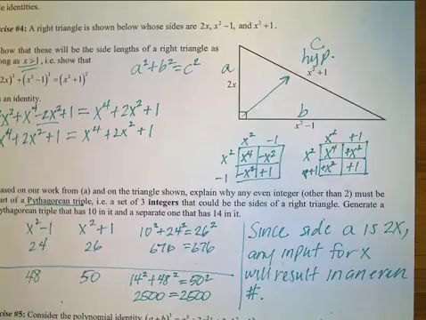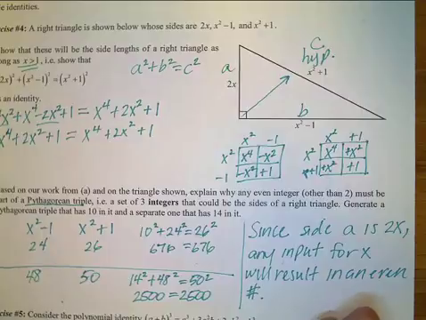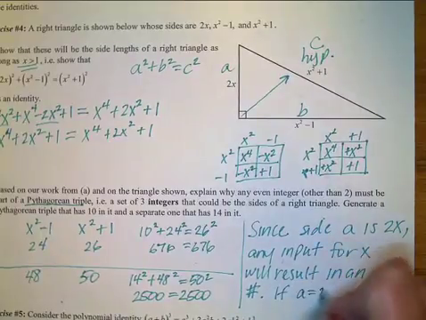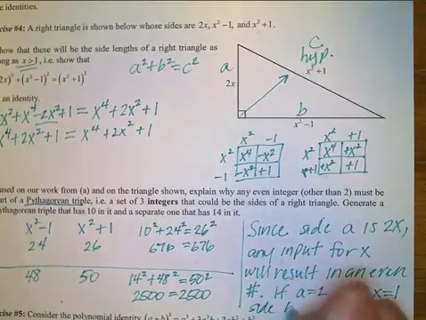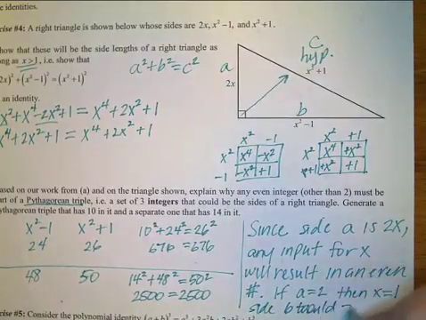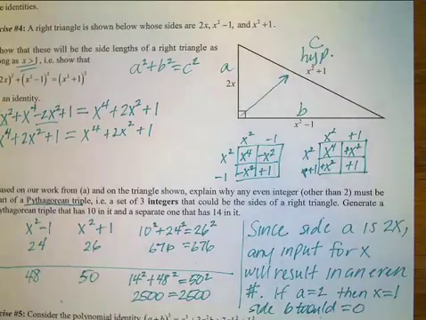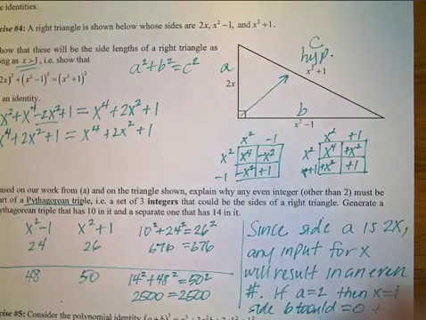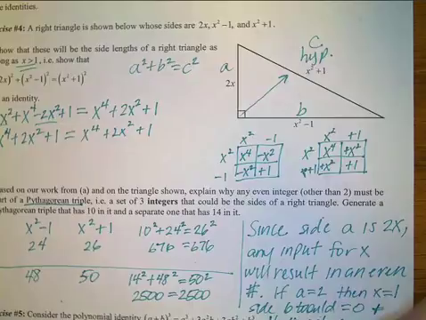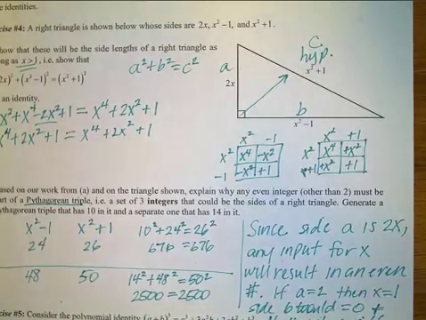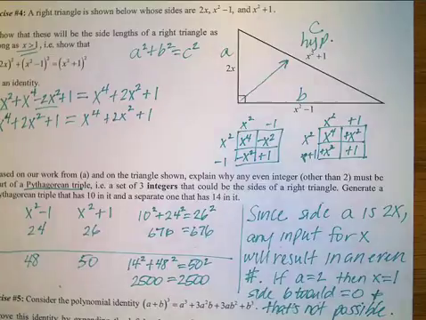Ooh. So, why can't I use 2? All right. So if A equals 2, so if this side is 2, then x equals 1. So side B would equal 0. And that's not possible. Because can you have a triangle with side 0? Nope.